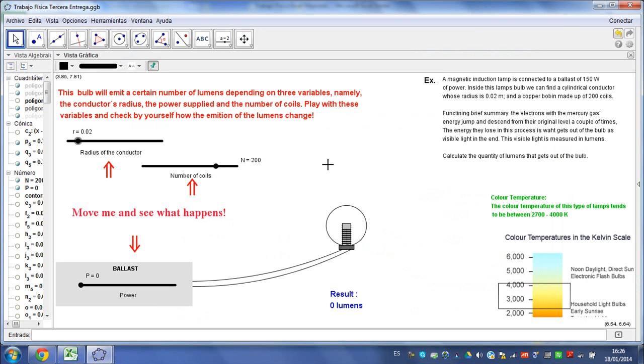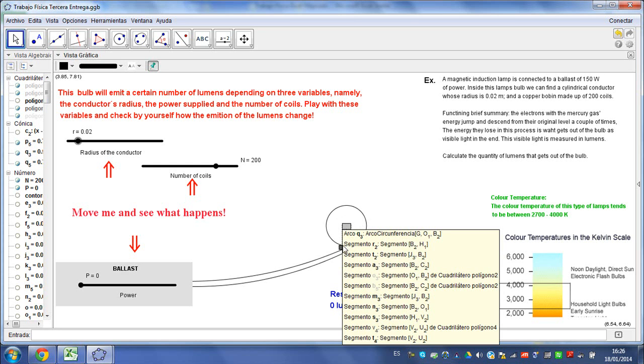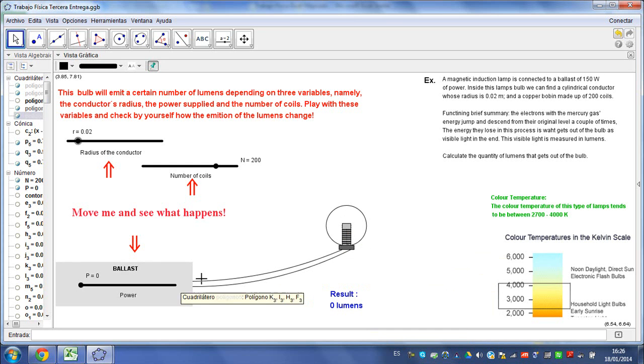This is our GeoGebra. Here we can see a brief summary of our exercise. And, well, here's the bulb, which is connected to a ballast in which we can change the power. So here in the bottom center part of our screen, we can see the result, which in our case is the lumens provided. And this will let us play with our variables, and so see how the emission of the lumens changes depending on them.